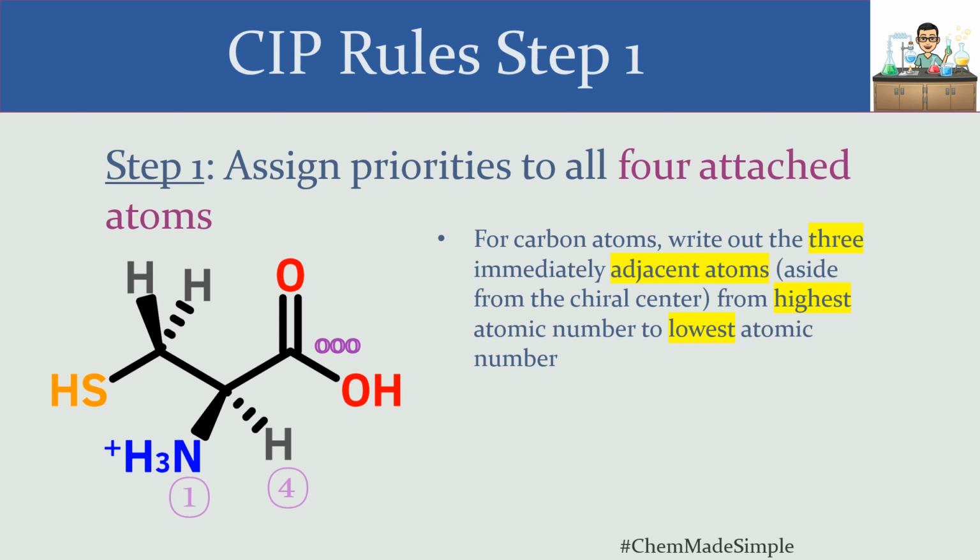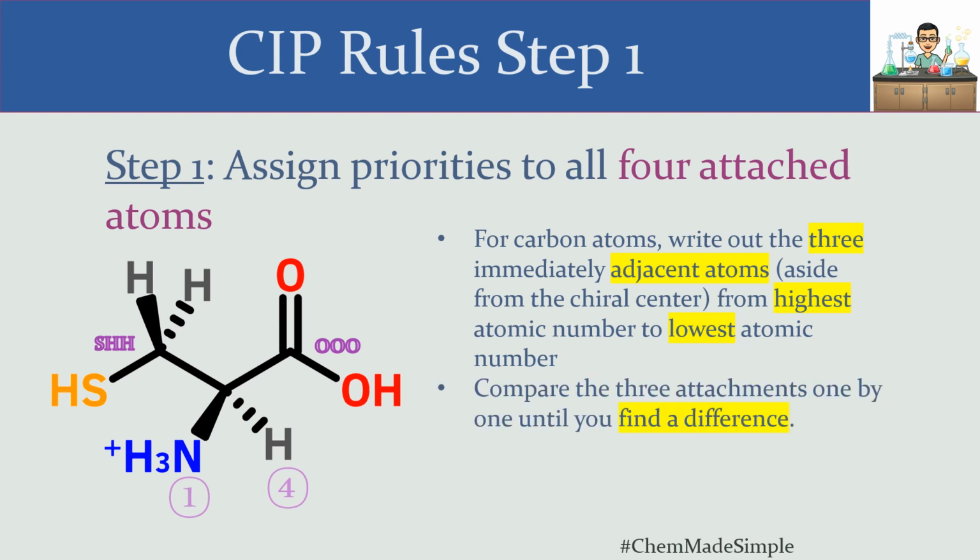Now, let's take a look at the carbon on the left-hand side. This carbon is attached to a hydrogen, a hydrogen, and a sulfur. Those are my immediate attachments. And I'm going to write things down from highest to lowest atomic number. So I'm going to write down S, H, H. All right. So take a look at each of your carbon atoms, find the 3 attachments other than the chiral center itself, and write those out from highest atomic number to lowest atomic number. And the reason that's important is because the next step is we're going to compare those 3 attachments, one by one, until we find a point of difference.